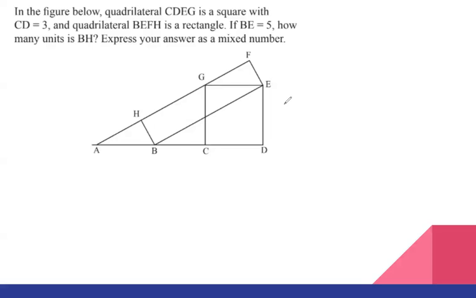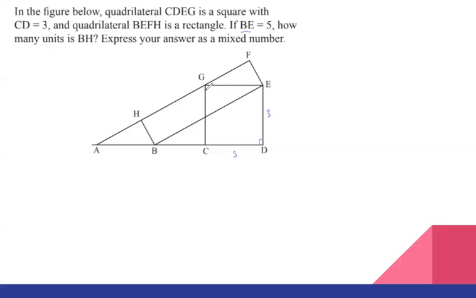Okay, so I'll continue. I'll be reading the question first. It says we have a quadrilateral, a square, CDEG, which doesn't look like it, but it is. And then BE is 5. So we are told this is 5, and then CD is 3. So this is 3, which means this is also 3 because we are told this is a square.